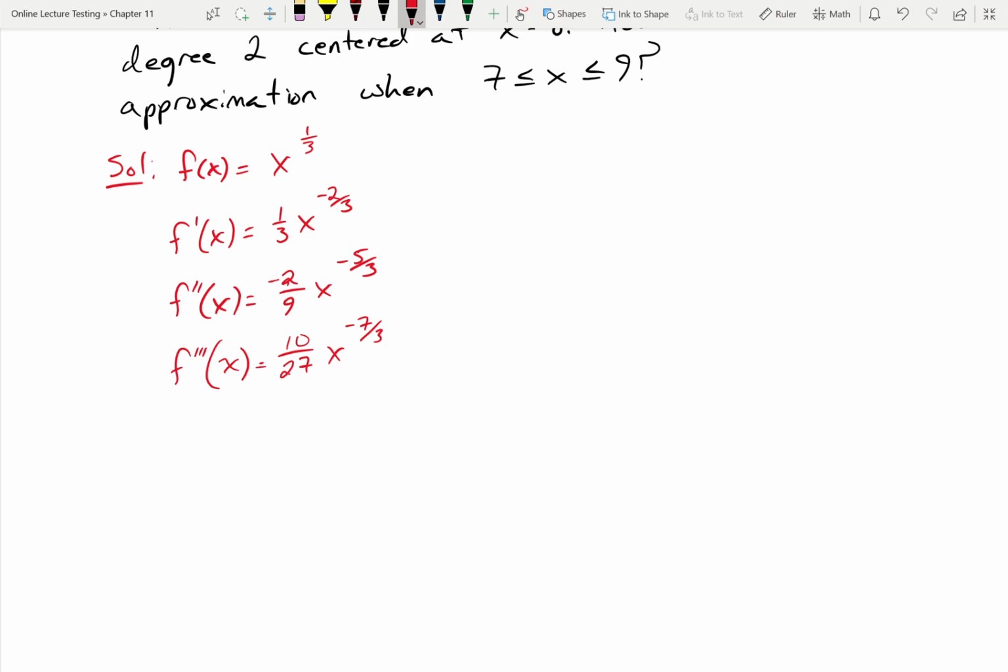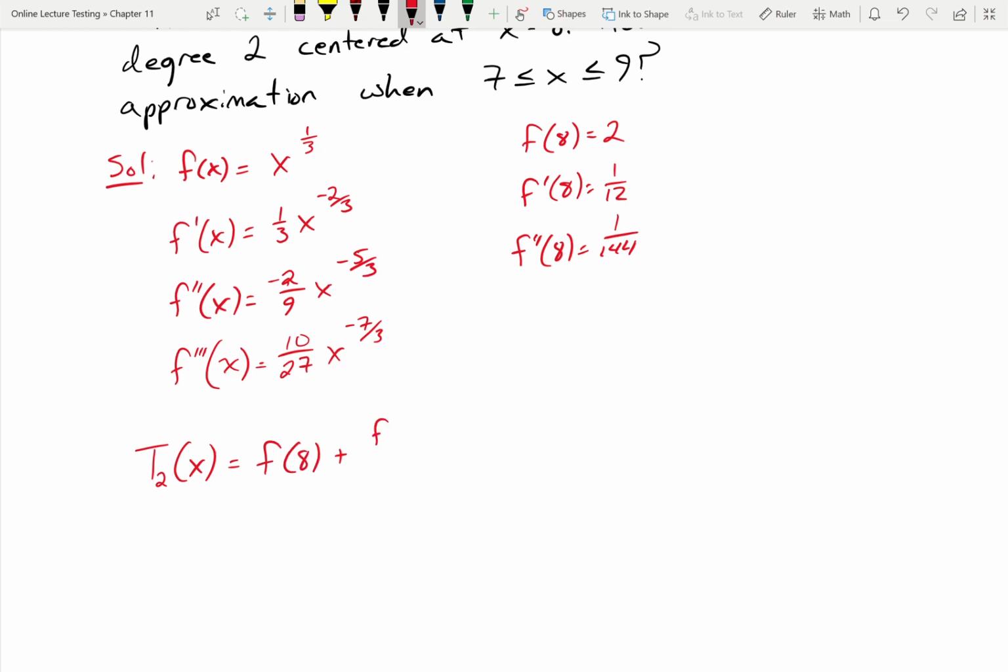All right, and now we need to evaluate all of these at the center, except for the third derivative. So f of 8 is equal to 2. f prime of 8 is equal to 1/12. And f double prime of 8 is equal to negative 1/144. All right, so our Taylor polynomial of degree 2 is equal to f of 8. And again, I'm generalizing this so that you can see where these values are coming from, so it's not like, okay, he just put these down, now I can't figure out where we're going.